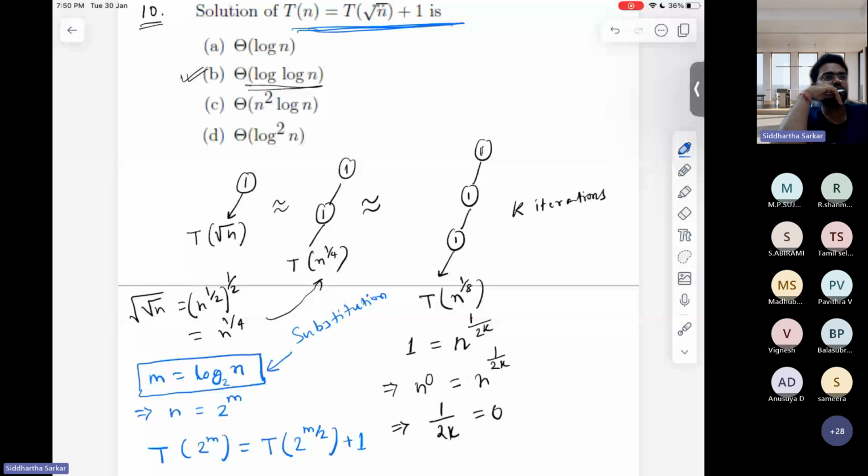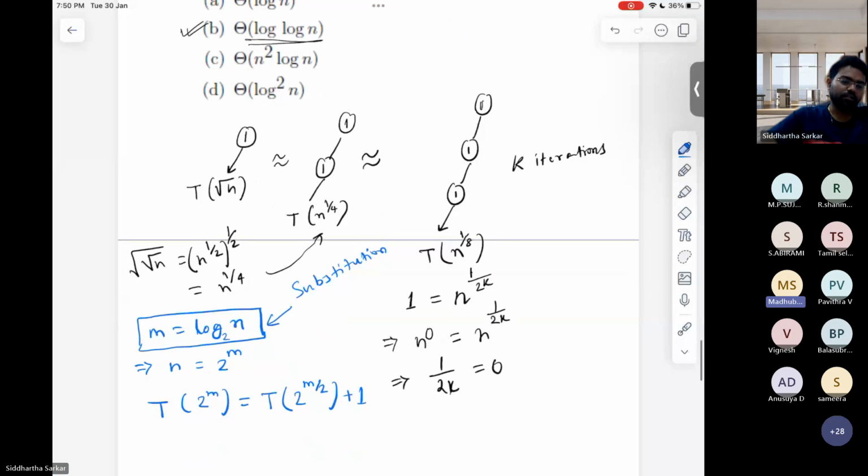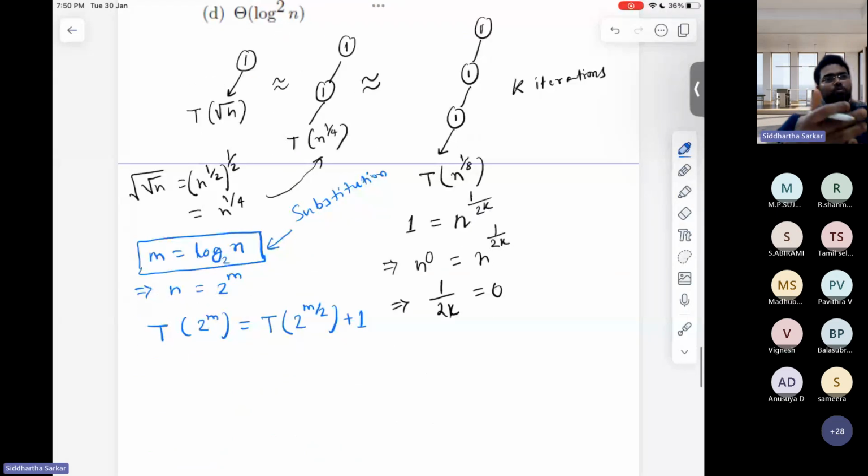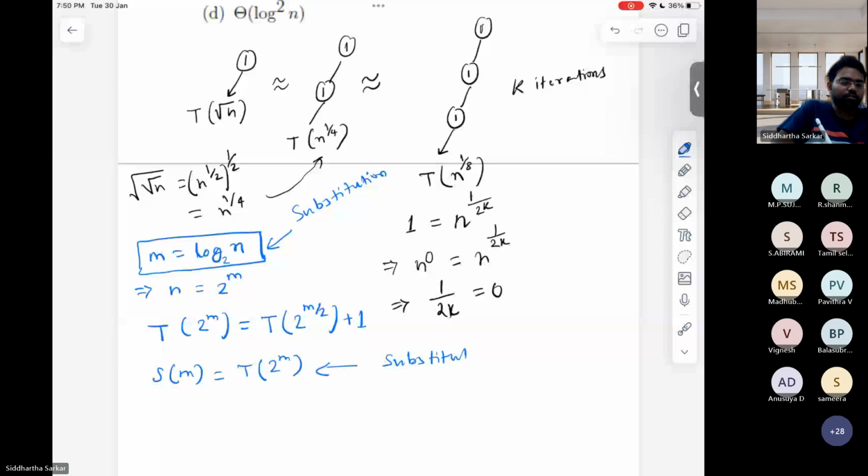Are you with me this far? Yes, sir. Okay, great. So now we'll do another substitution. We'll introduce one more function, s of m, and say that s of m is t of 2 to the m. This is another substitution; we're allowed to do it. We are going to write t of 2 to the m as s of m. That means t of 2 to the m by 2 is s of m by 2 plus 1.